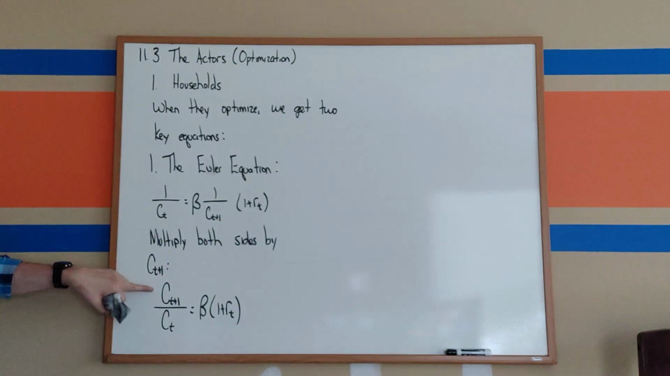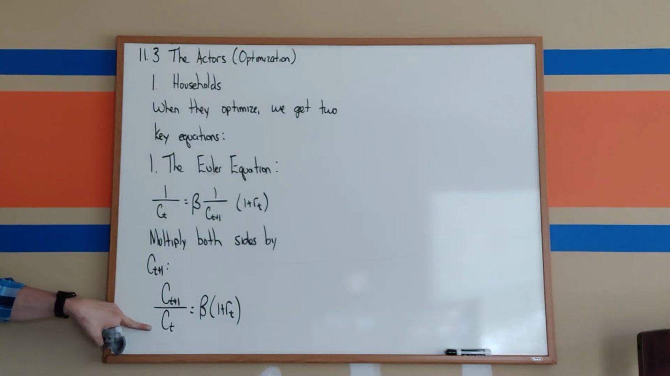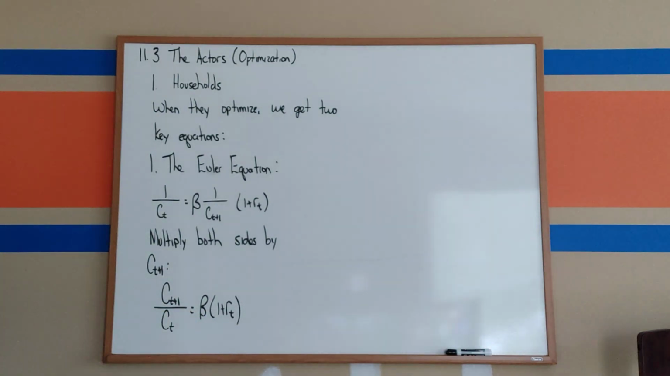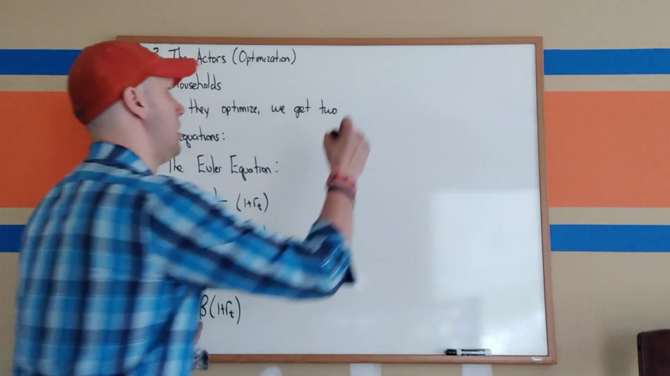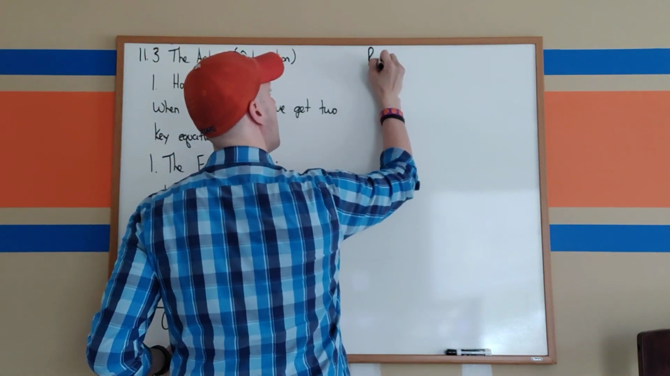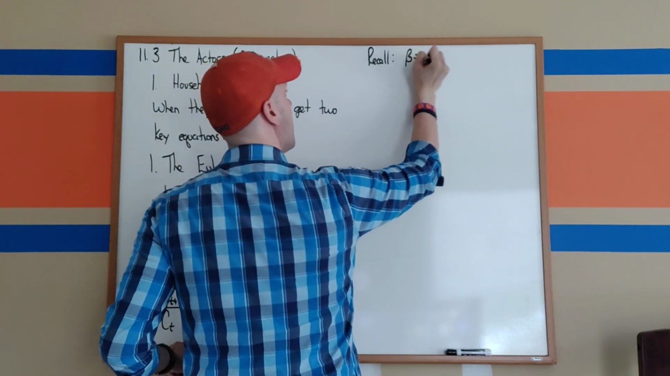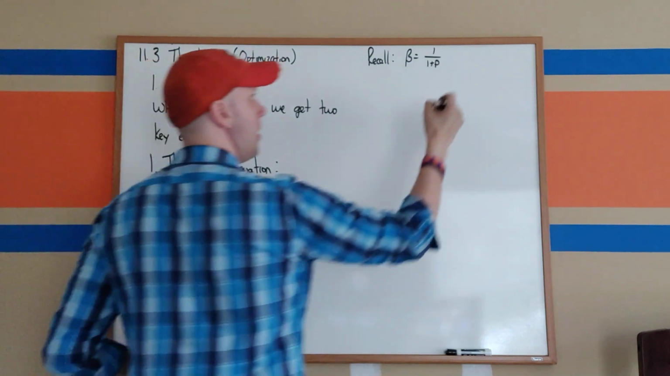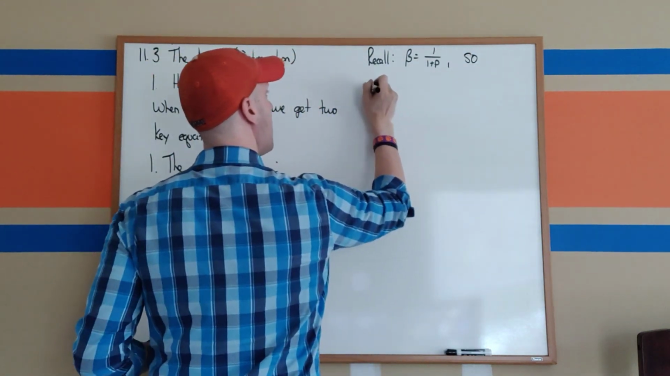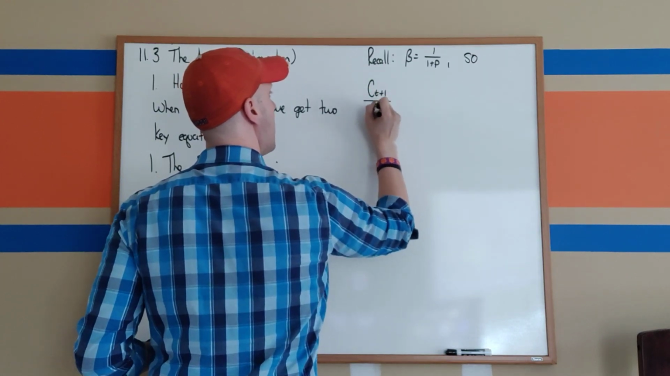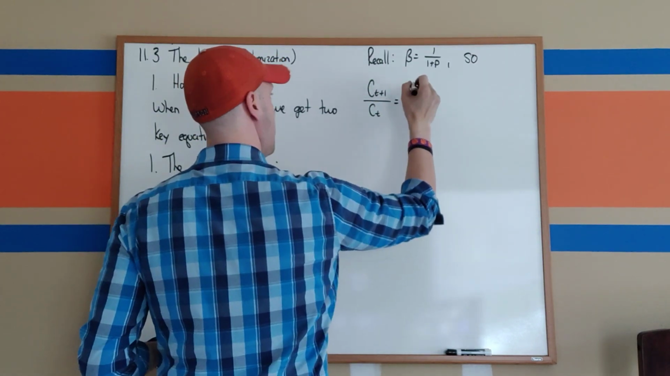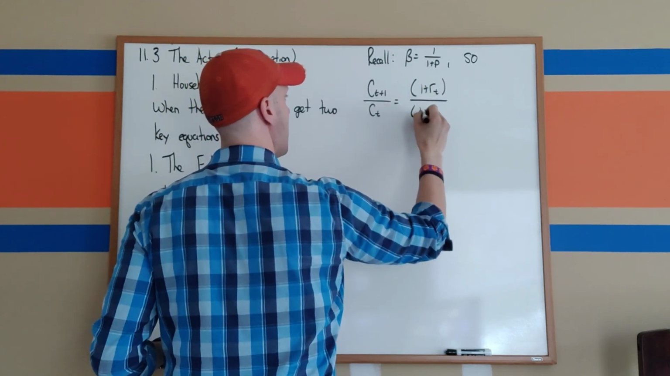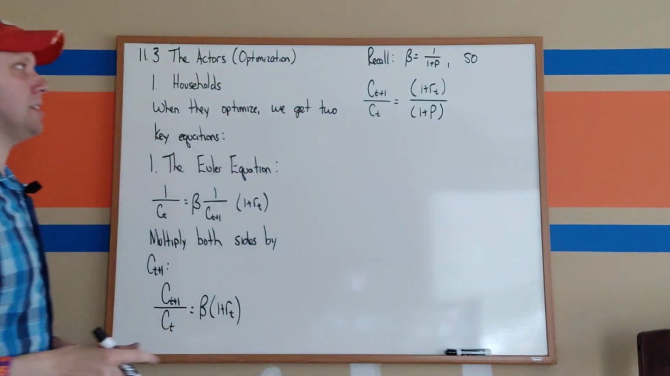Which gives me this. So I've got future consumption over current consumption equals beta times 1 plus the interest rate. Now, beta is equal to 1 over 1 plus rho. So I'm just going to substitute that in. And that's going to give me 1 plus the interest rate divided by 1 plus my discount rate.